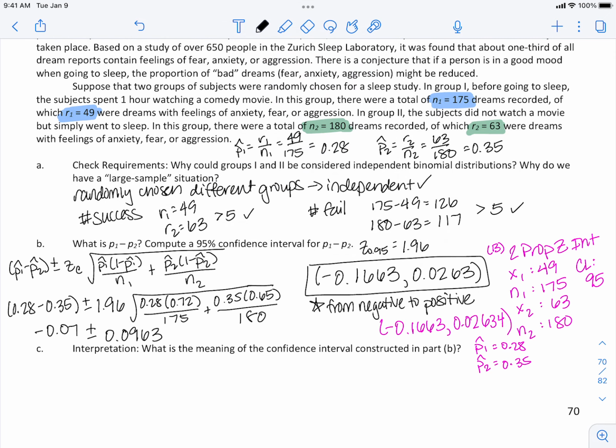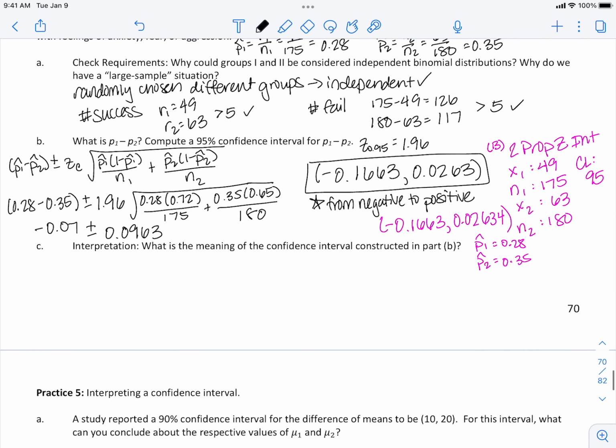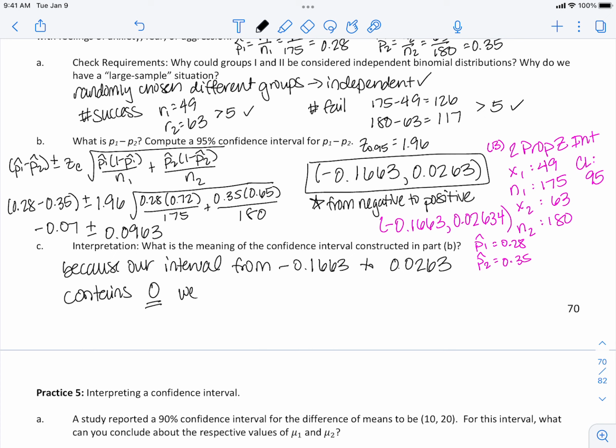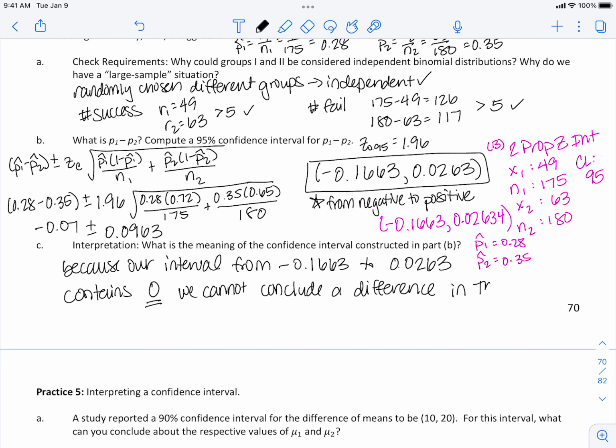All right, so now we need to interpret this. What is the meaning of the confidence interval constructed in part B? So we would say because our interval from negative 0.1663 to 0.0263 contains 0, we cannot conclude a difference in the proportions who experienced bad dreams.